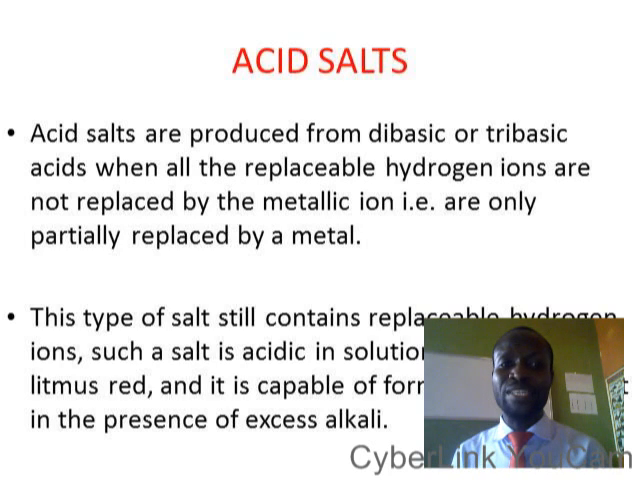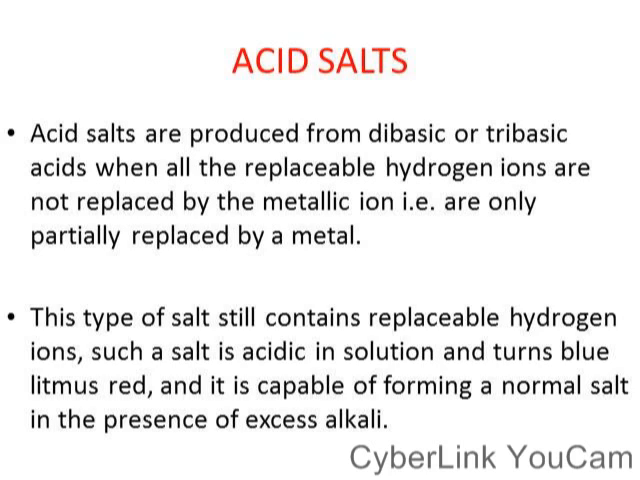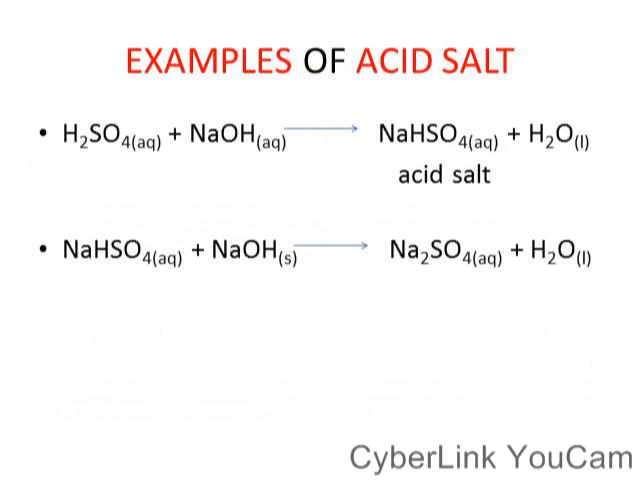Look at it completely here. We have this type of salt still containing replaceable hydrogen ions. Such a salt is acidic in solution and turns blue litmus paper red. It is capable of forming a normal salt in the presence of excess alkali.